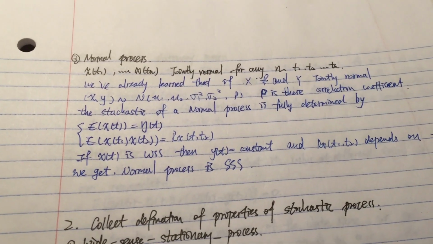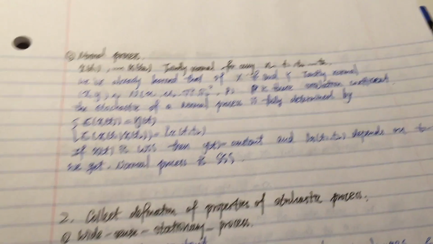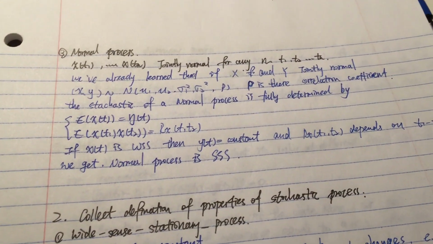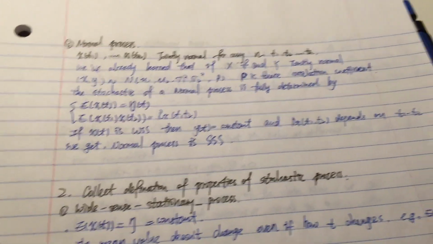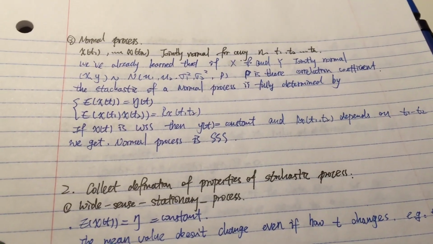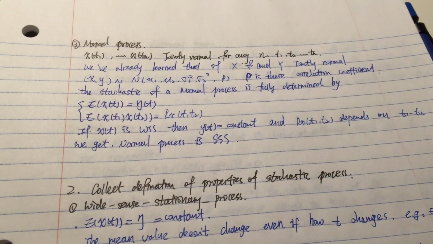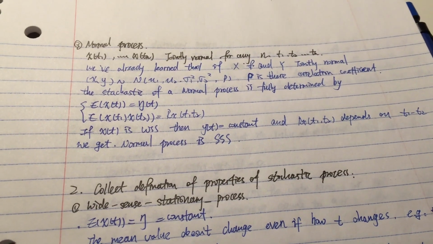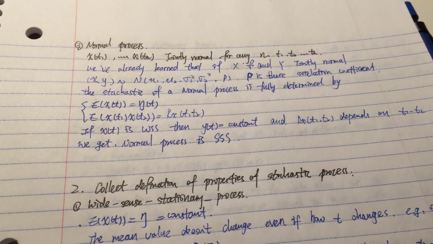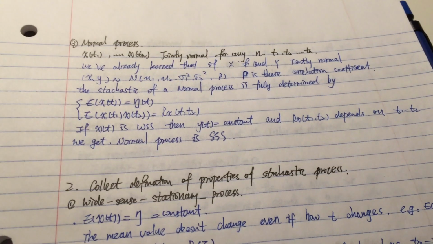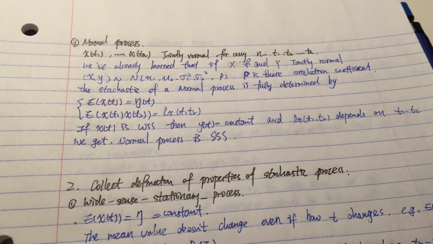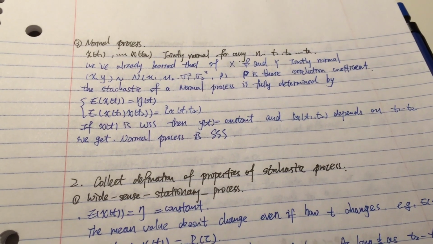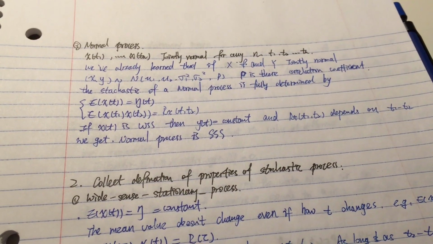And the third one is the normal process. We've already learned that if X and Y are jointly normal, X and Y can be viewed as a Gaussian process, and their means are mu1 and mu2, their variances are sigma1 squared and sigma2 squared, and rho is their correlation coefficient.